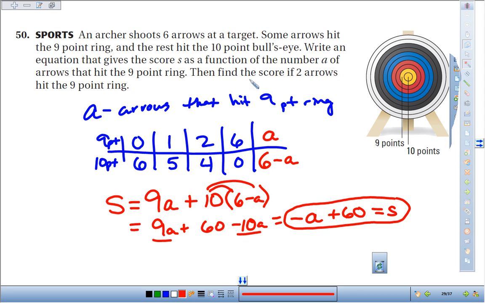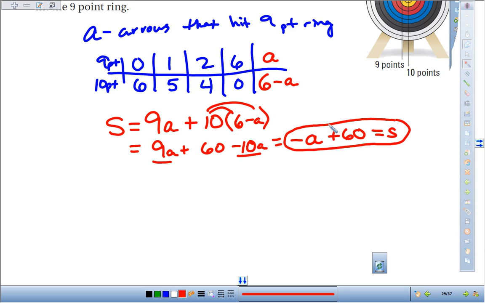Now part B says, find the score if 2 arrows hit the 9-point ring. Well, we could just quickly plug into our equation. If 2 arrows hit the 9-point ring, we'd have negative 2 plus 60. Our score would be 60 minus 2, or a score of 58.